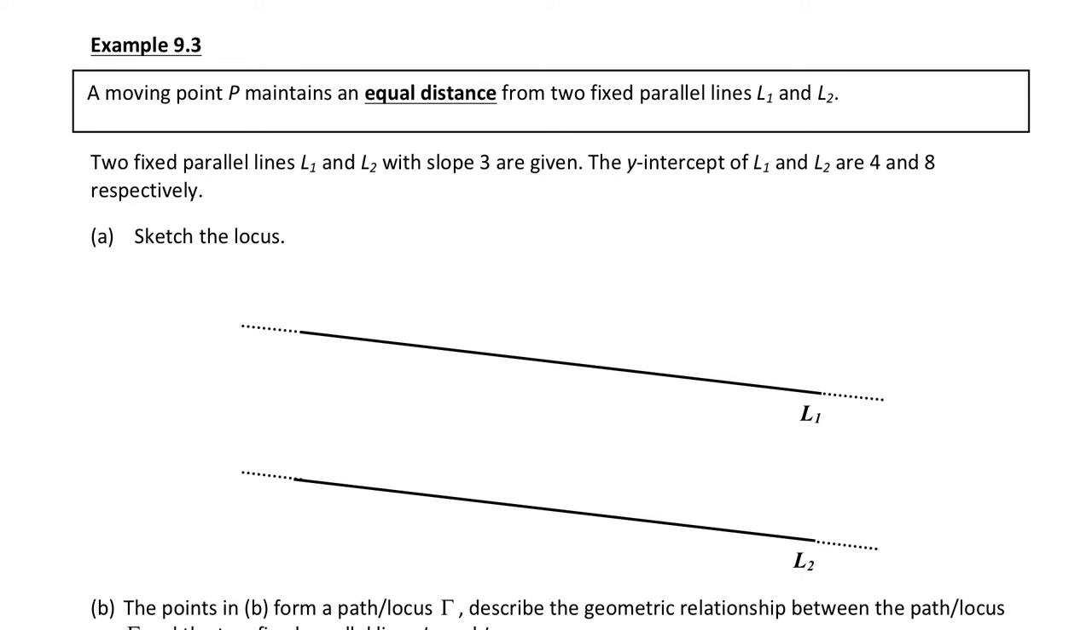How about example 9.3? P is a moving point maintaining an equal distance from two fixed parallel lines, L1 and L2. Not very difficult to sketch the locus, because I know P maintains an equal distance with these two straight lines, so we have one possible solution by using the previous example.